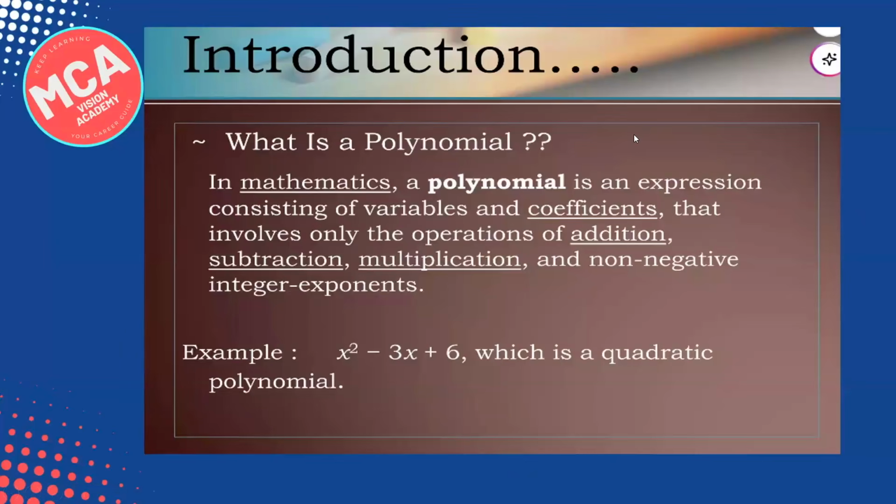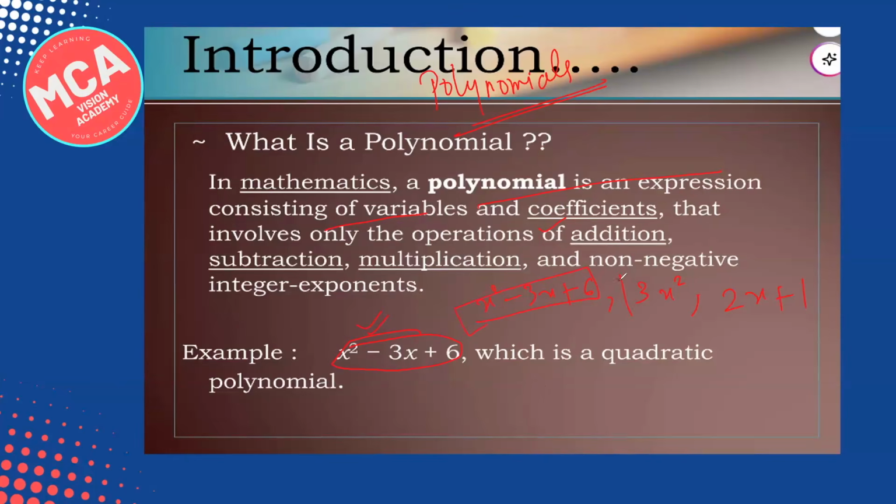Okay. So here you can see this. The topic name is what? Polynomials. So basically, what is a polynomial? A polynomial is an expression consisting of variables and coefficients that involves only the operations of addition, subtraction, multiplication, and non-negative exponents. You must have seen like this: x square minus 3x plus 6, or else 3x square, or else 2x plus 1. So you must have seen like this.